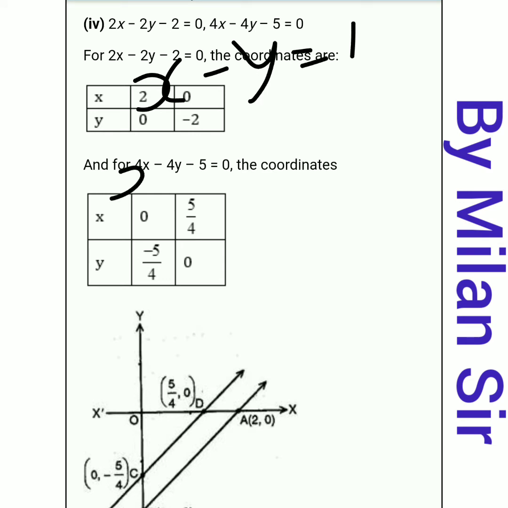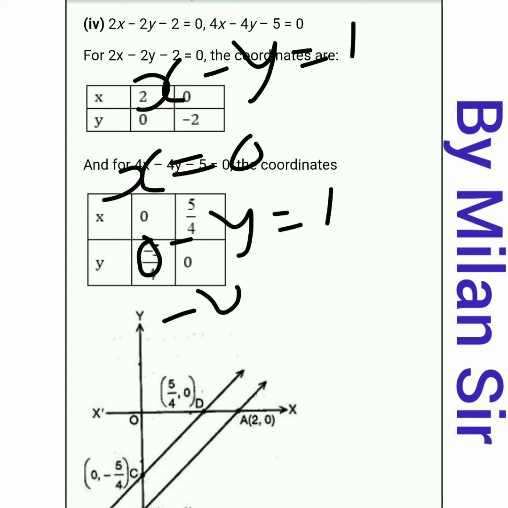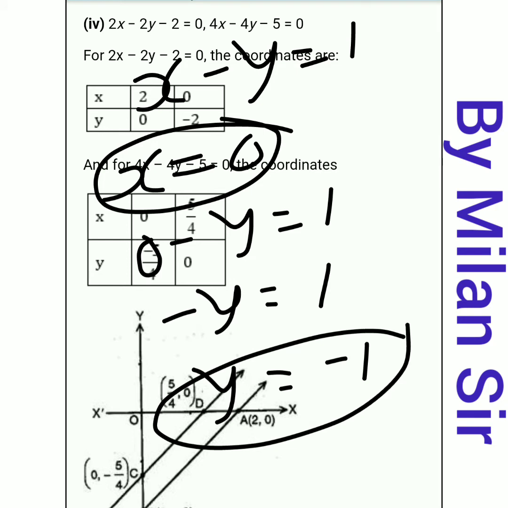Now put the value. If we put x is equal to 0, then 0 minus y is equal to 1. That means minus y is equal to 1, so y is equal to minus 1. We can transfer the sign. Otherwise, if we transfer y to the right hand side it becomes plus y, and if we transfer 1 to the left hand side it becomes minus 1. So if x is equal to 0, we get y is equal to minus 1. This is our first point.